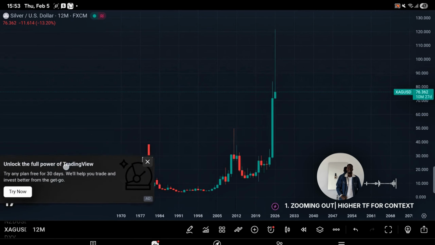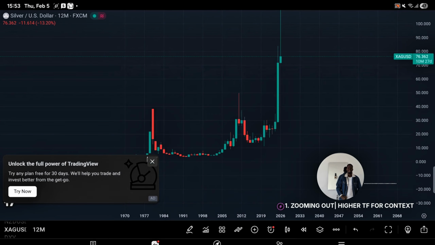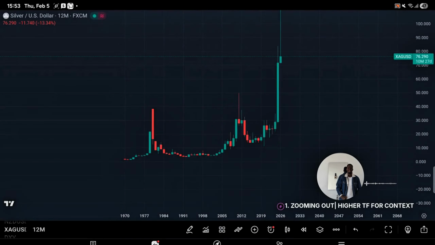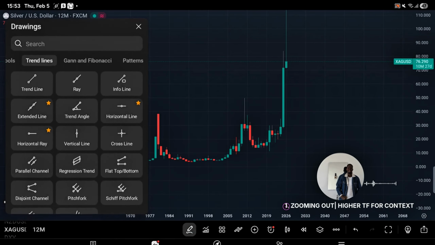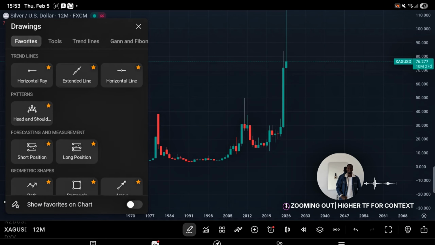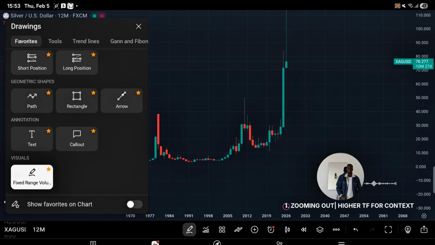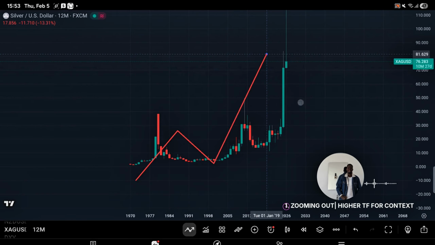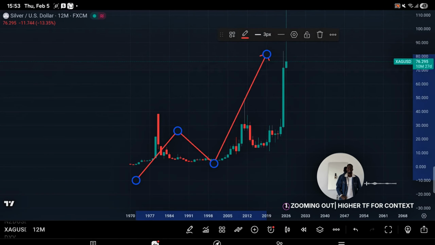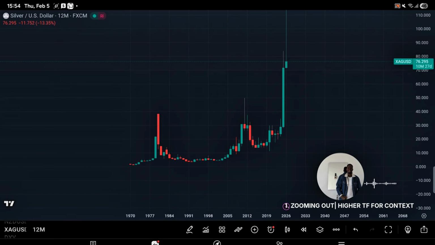So if I was to read silver right now, I'd say its bigger picture is it has been bullish for months now. Not even months, years even. Because this is a commodity, it has been going up and away. You understand? So that's silver for you.